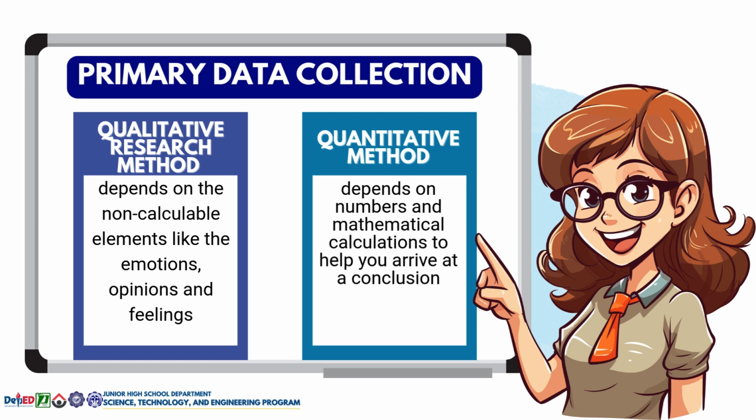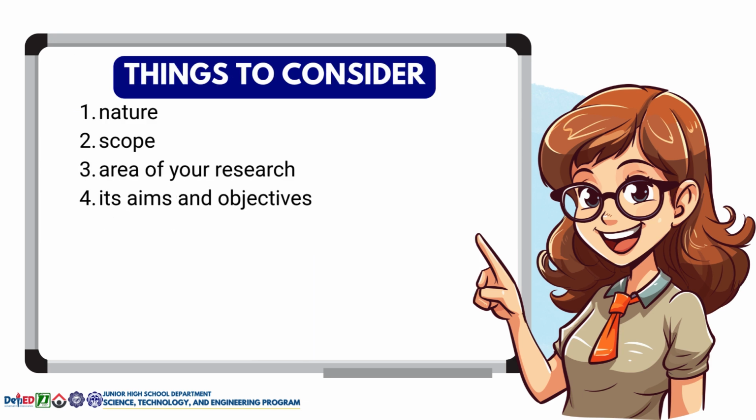Any close-ended question that demands calculated answers, like the ones involving mean, median, mode, etc. A classic example of this type of data collection is polls. You're mainly interested in the numbers they produce to reach your conclusions and decisions. Your choice between primary data collection and secondary data collection depends on the nature, scope, and area of your research as well as its aims and objectives.